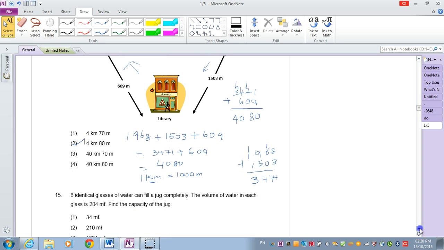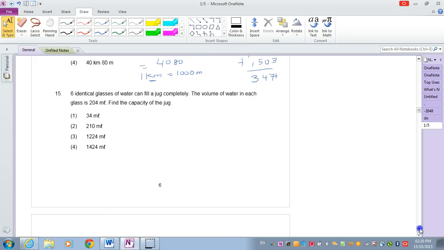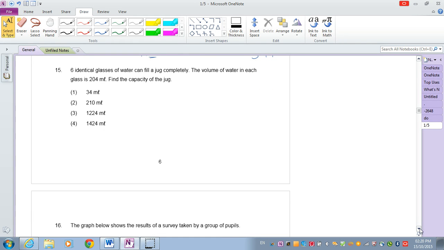Alright, let's move on to question 15. 6 identical glasses of water can fill a jug completely. The volume of water in each glass is 204 ml. Find the capacity of the jug. Now if one glass is 204 milliliters, and I need 6 glasses to fill it, so what should we do? We should multiply 204 ml by 6, and we will do our working over here.